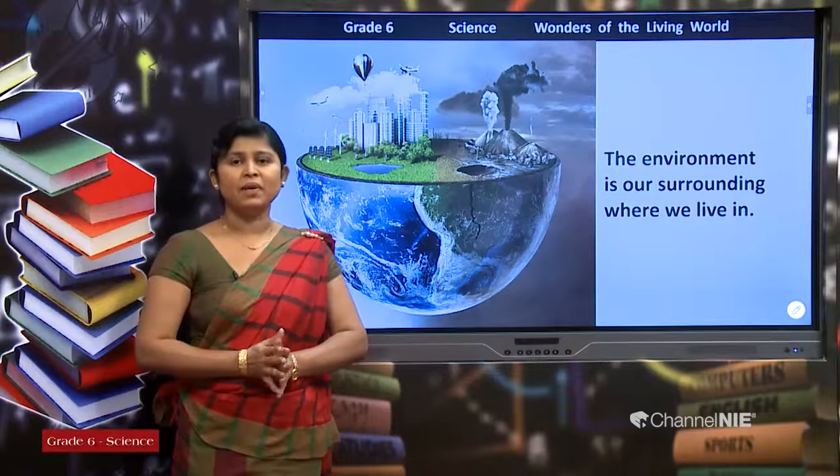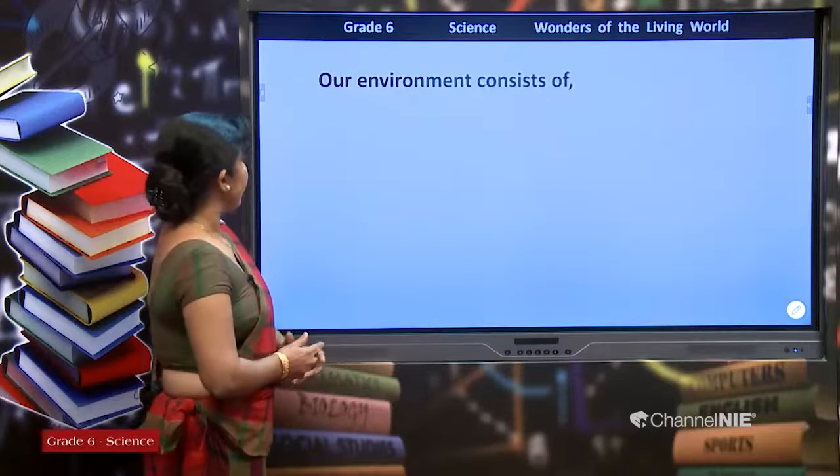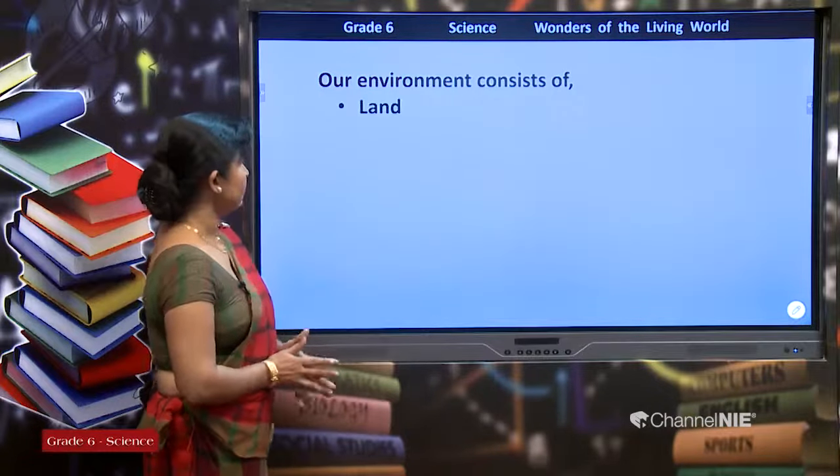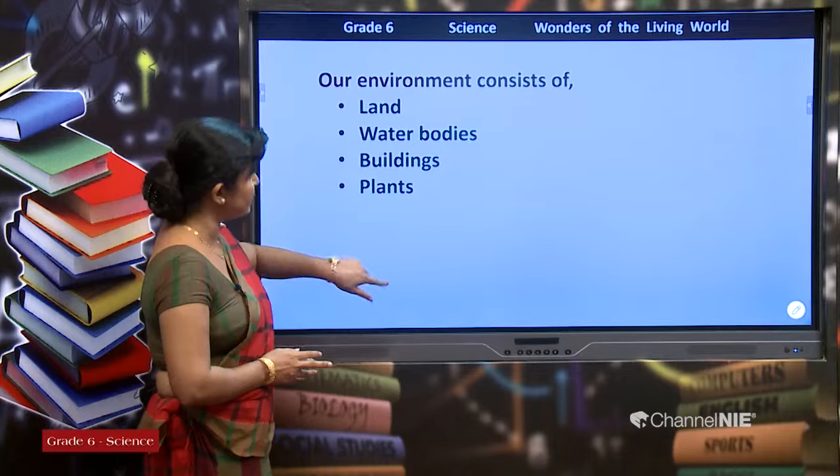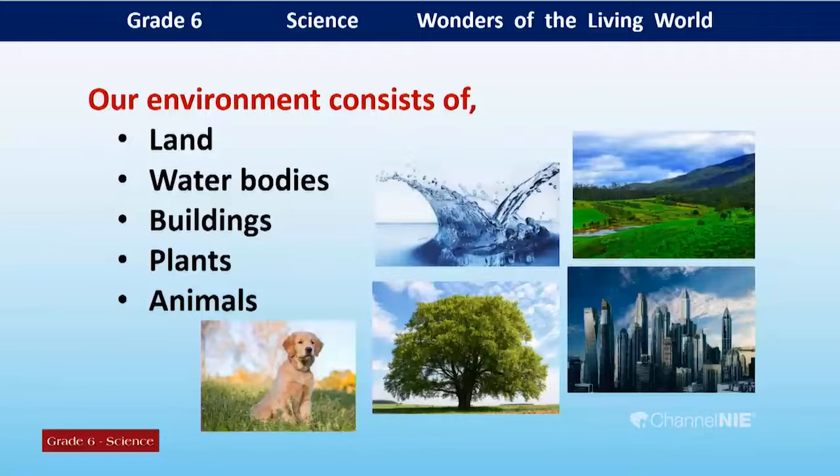Let's see it using some examples. Our environment consists of land, water bodies, buildings and plants, right? Then there are animals. I have got some pictures as well. When I started the lesson, I told you that you must take your writing books to write down the notes. You have to list out these things in your writing book, and you can have a picture collection. You can collect some pictures and paste them in your writing book. Those are different components of an environment.